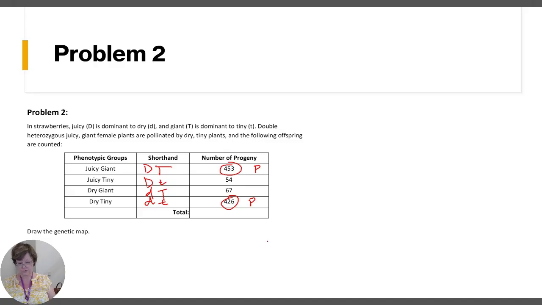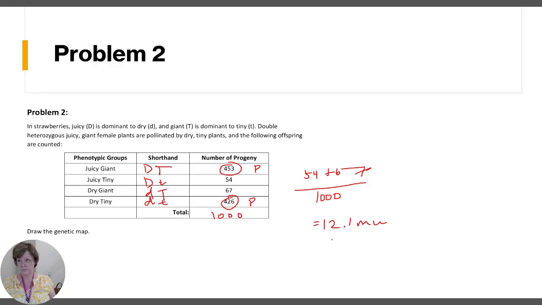Let's add up the total. 453 plus 54 plus 67 plus 426. This one comes out to be a nice round 1,000. So we're going to add together the smaller numbers, 54 plus 67 divided by 1,000. 12.1. That's percent recombination frequency, but also map units.